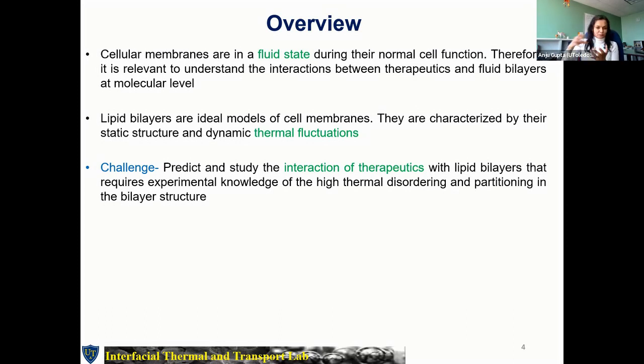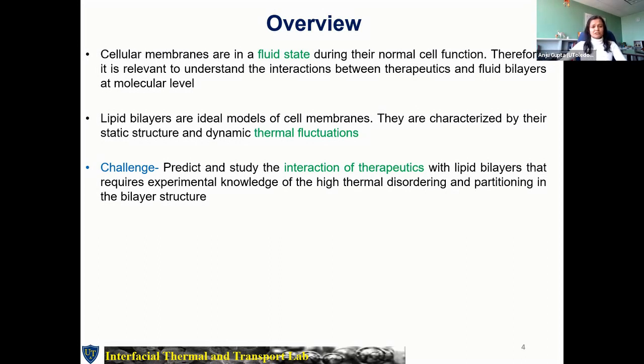Lipids are very similar to polymers, because if you heat them up, they undergo temperature transitions. You see them going from gel to fluid phase, which is what I'm going to talk about in this work. And so if we are able to understand how potential drugs or therapeutics bind with and translocate through the lipid bilayer, and while doing so, how they create thermal disordering and partitioning within the bilayer, we can definitely solve the mystery of how drugs interact with or internalize in the cells.